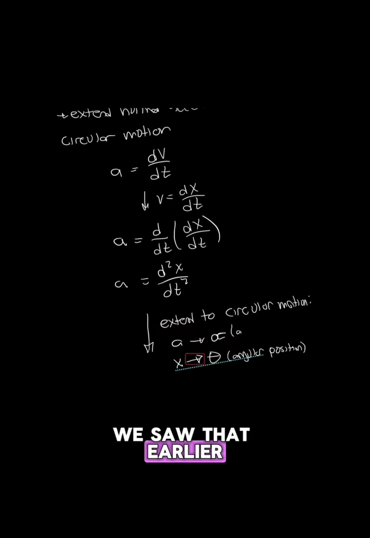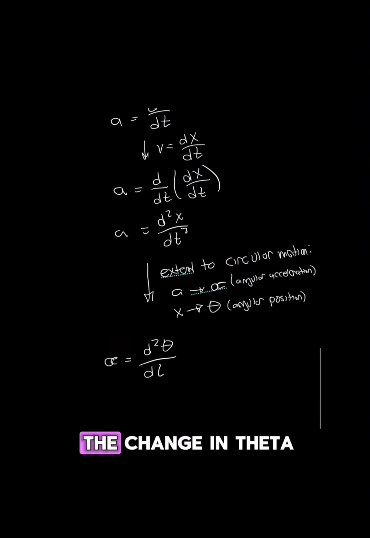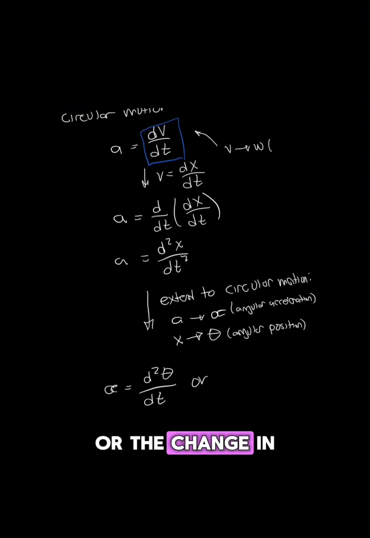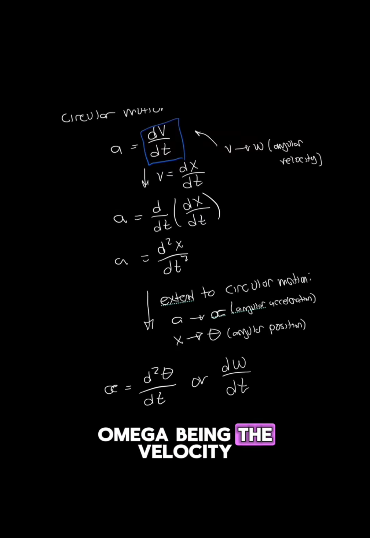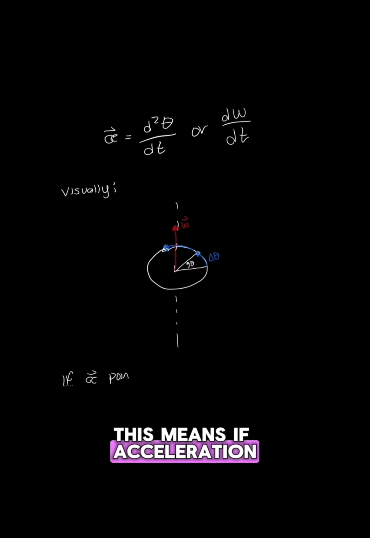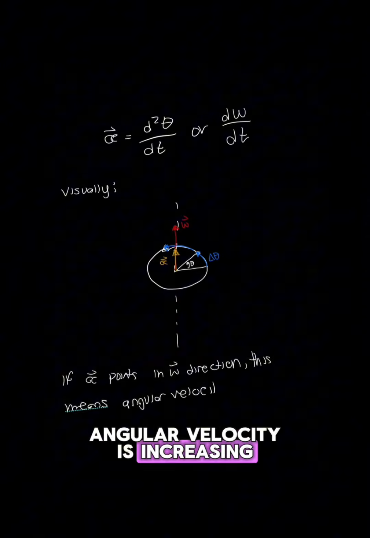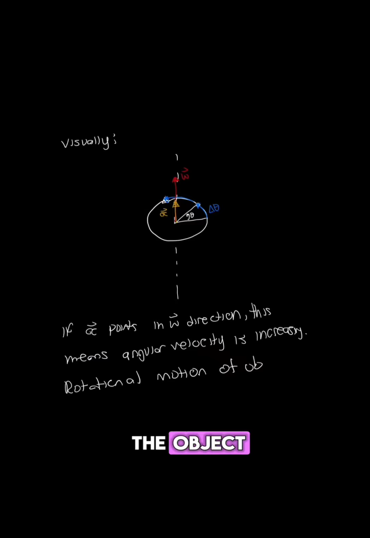We saw that earlier. So if we just plug that in, we can see that the acceleration is the second derivative of theta, or the change in omega, the angular velocity vector, over change in time. So visually, if the acceleration points in the angular velocity direction, this means that the angular velocity is increasing, which also means that the rotational motion of the object is increasing.